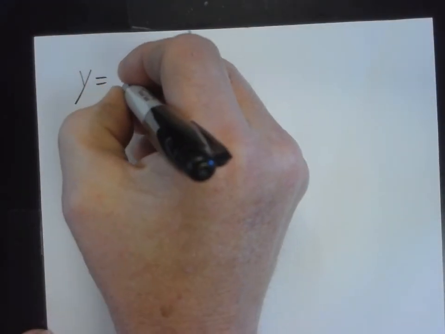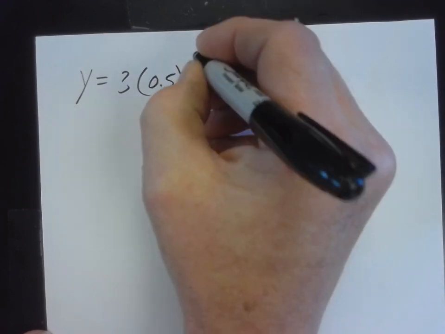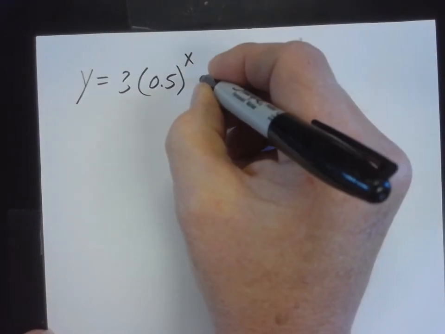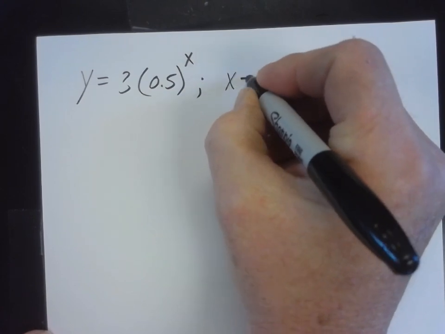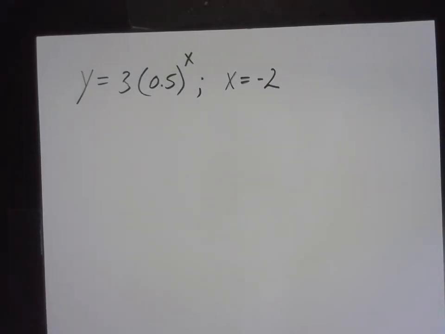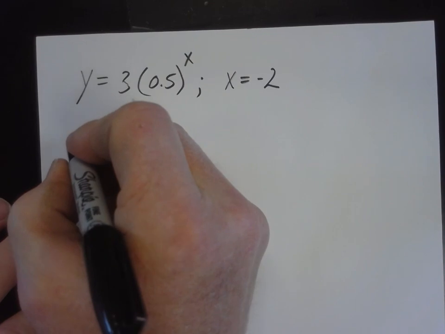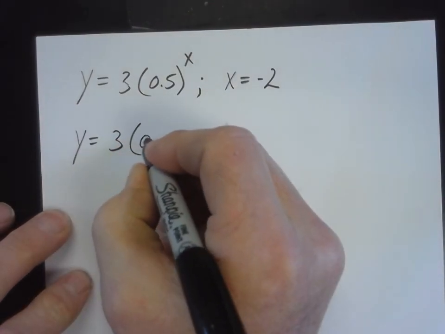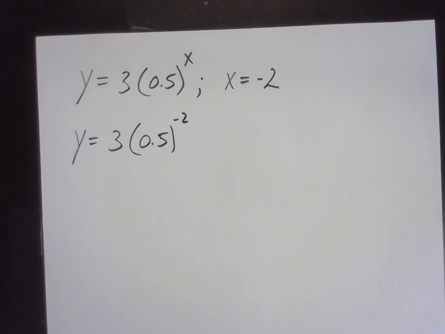What do we have to be able to do? We've got to be able to look at an exponential function like this and evaluate it for a certain value, like when x is -2. So, you guys think you could do this? Can you do this on a calculator? Now, I'm going to show you how to do it without a calculator. It's just y equals 3 times 0.5 to the -2. We're just going to plug that in.